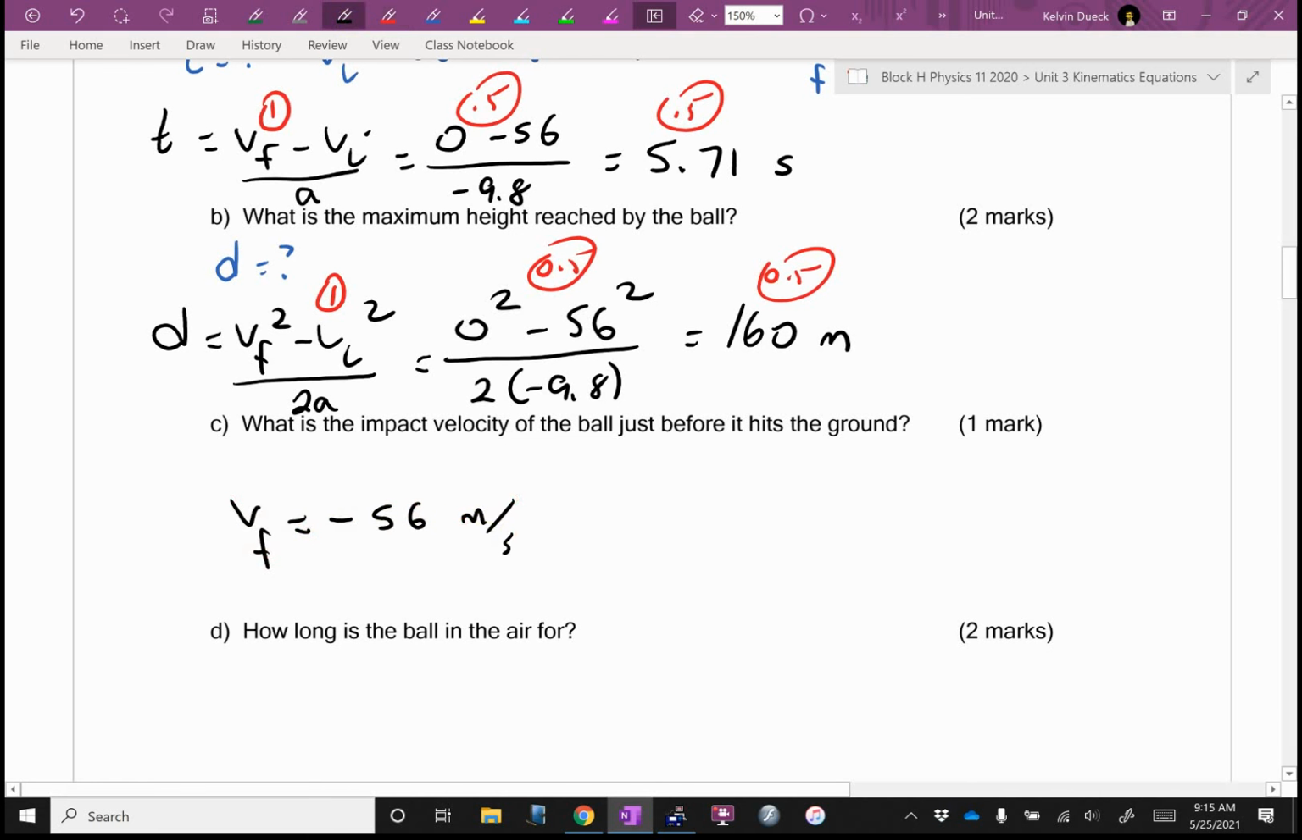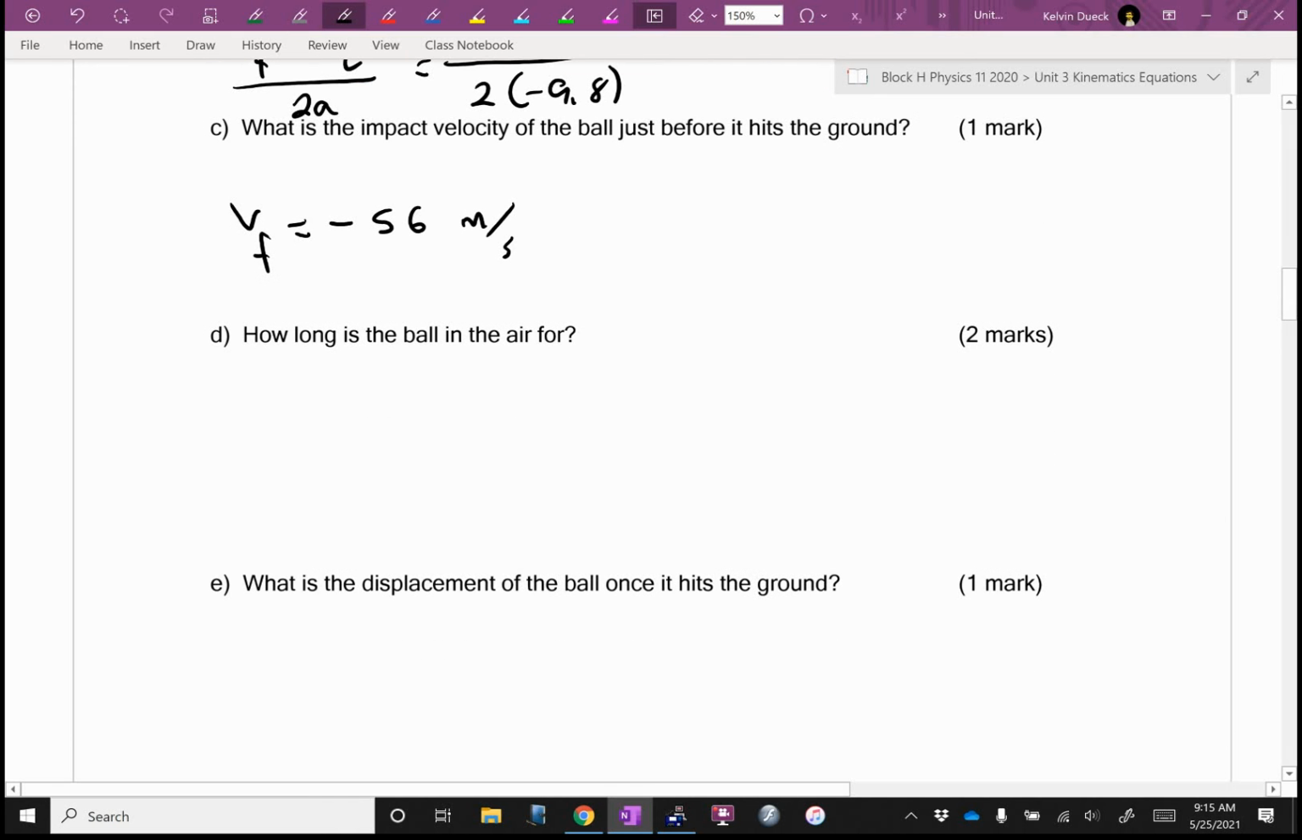That's why it's 1 mark. VF will be negative VI. You could probably have come up with a way to crunch it and get that as an answer, Alex. But my hint was 1 mark. You could probably get there pretty quick. Okay? In fact, I'll do D in a second, but how many marks is E worth?